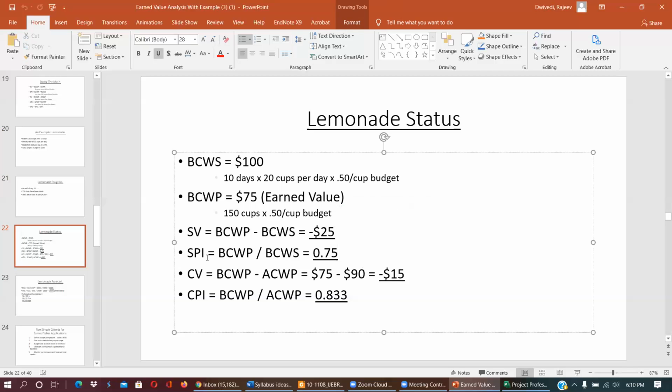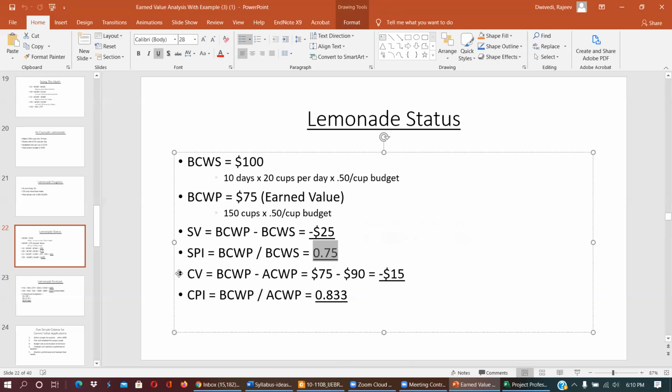Schedule performance index equals budgeted cost of work performed divided by budgeted cost of work scheduled. So 75 divided by 100, which is 0.75. This is the schedule performance index.